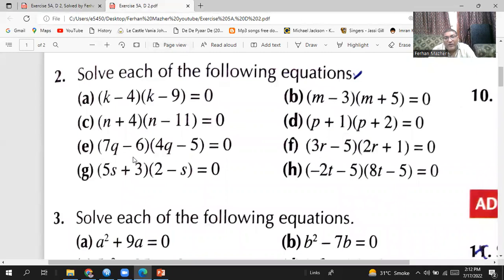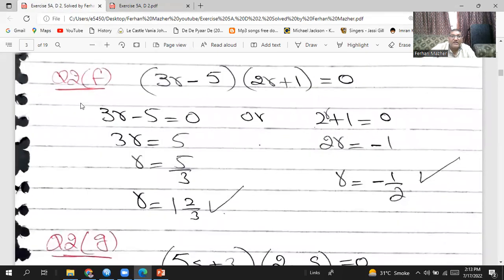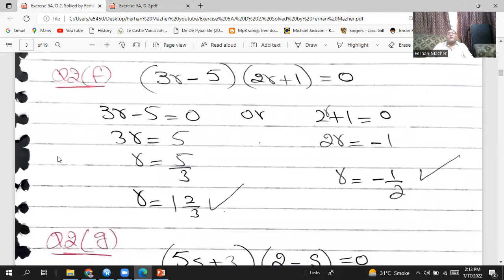Question number 2 is f part, 3r minus 5 into 2r plus 1 equals to 0. So these two brackets, they are multiplying with each other and their answer is 0. So we will take both the brackets one by one equals to 0. So we will have 3r minus 5 equals to 0. That minus 5 will go to the other side. It will become plus 5. 3r is equals to 5. So r will be equal to 5 divided by 3. So r will be equals to 1 whole 2 by 3.